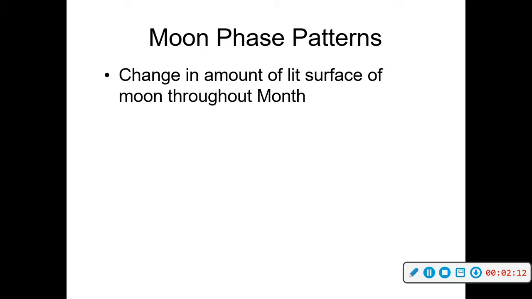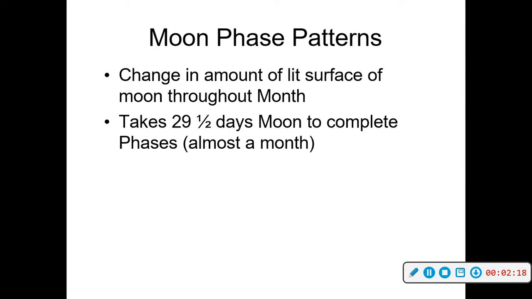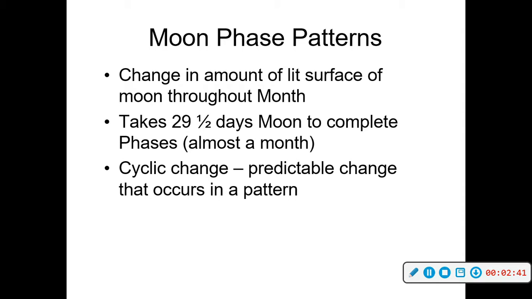Moon phase patterns change in the amount of lit surface throughout the month, basically. And exactly, if you want to track the amount of time it takes to go through a full cycle of the moon phases, it's almost a month. It's 29 and a half days exactly. So if you start at a new moon and go to the next new moon, that's what it is exactly. Or a full moon to a full moon, as long as it's the same phase in the next month. It's a cyclic change. It's a predictable change that occurs in a pattern. So we can actually predict it months in advance because of that.